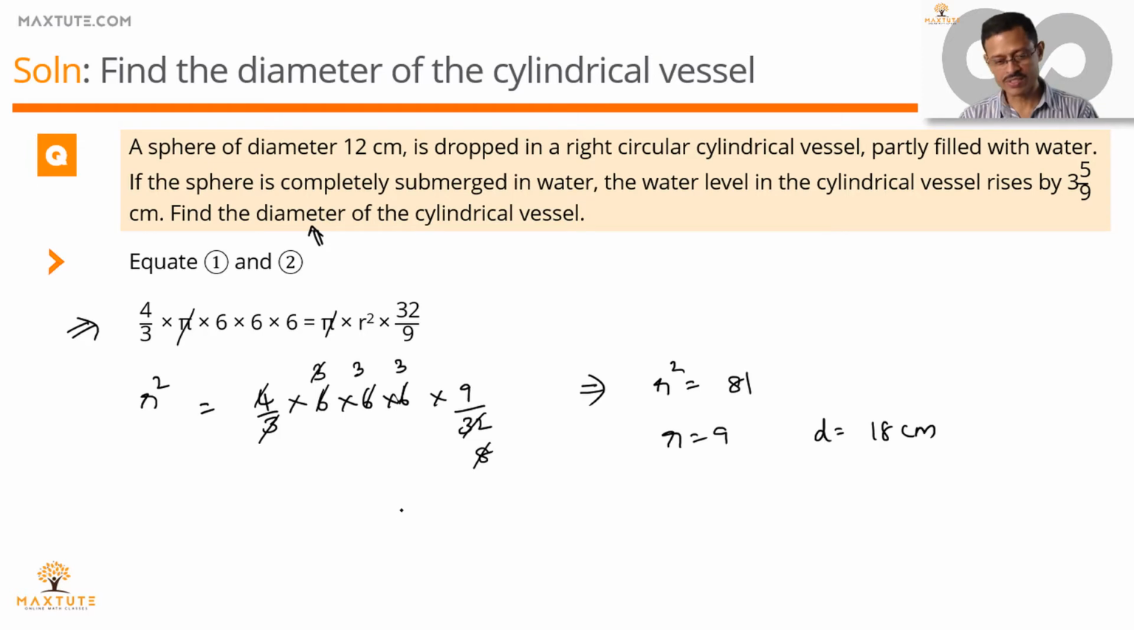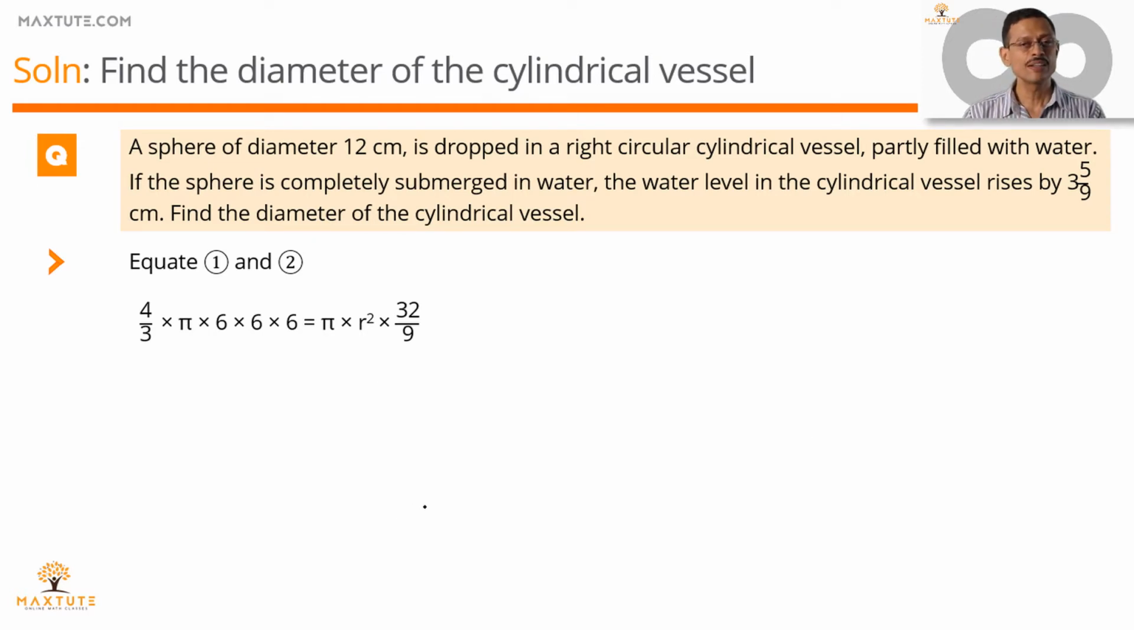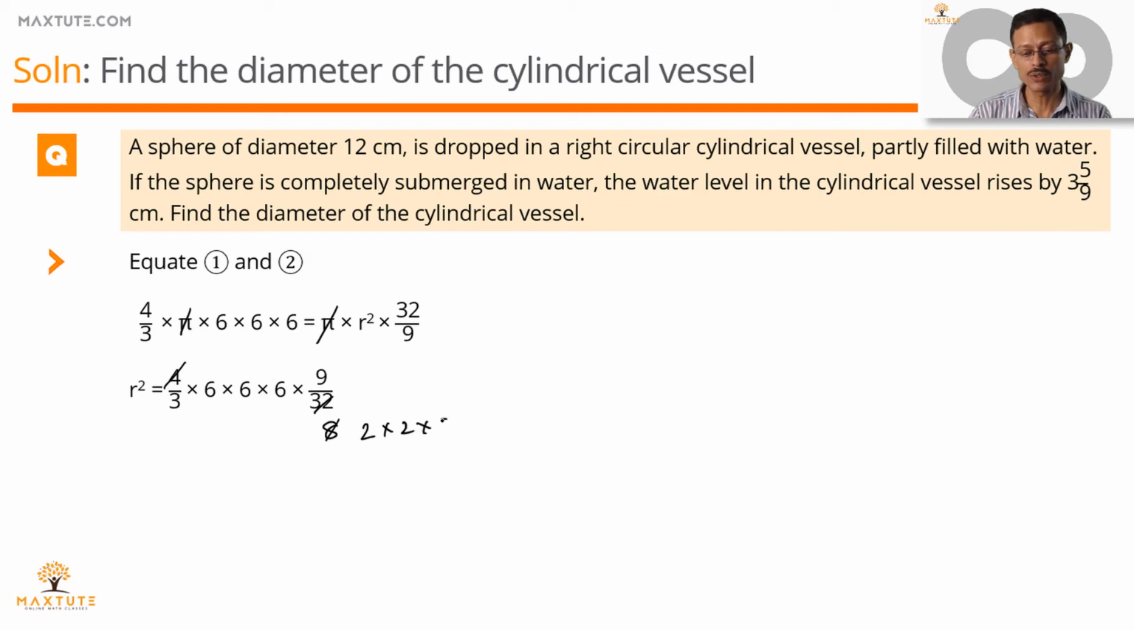We're going to run through this calculation in a printed form slowly, because how we do the calculation is finally what makes this question easy. We're going to cross multiply the 9 and 32 after cancelling pi on both sides. So what we have is r square is equal to 4 by 3 into 6 cube into 9 by 32. 4 gets cancelled with a 32 to leave us with an 8. We'll write this 8 as 2 into 2 into 2. 2 gets cancelled with a 6 to leave us with a 3.